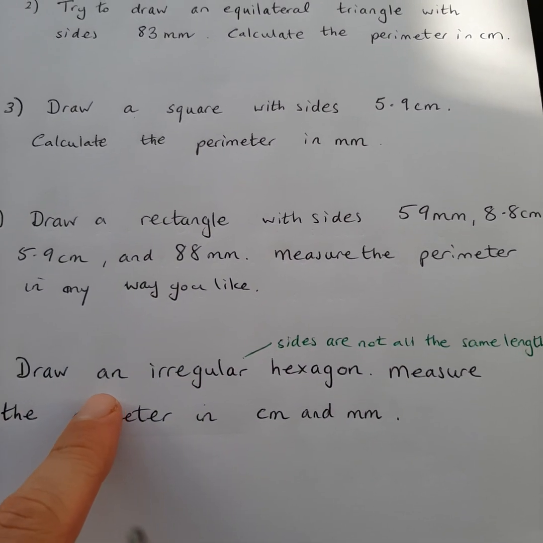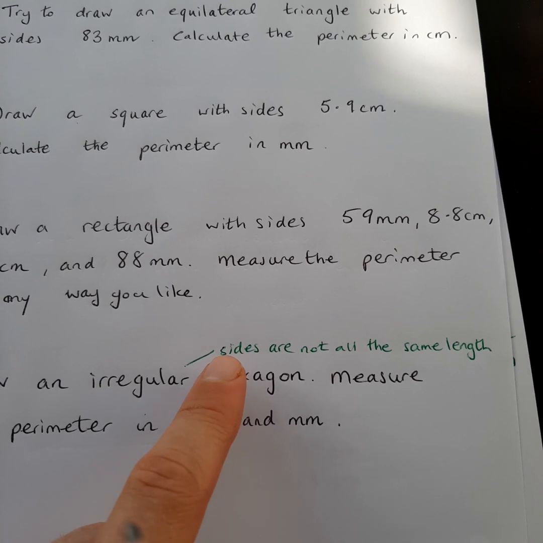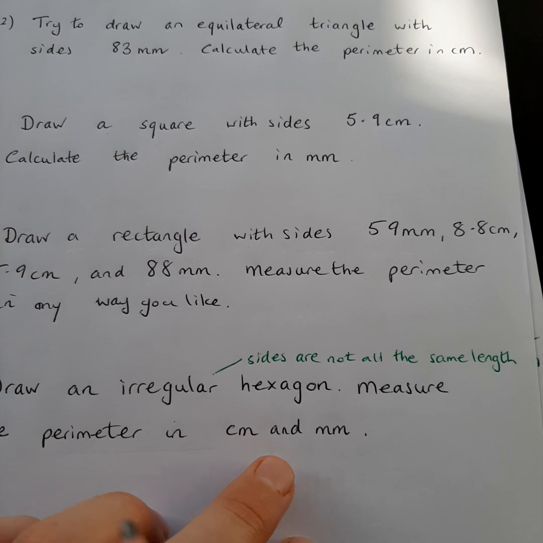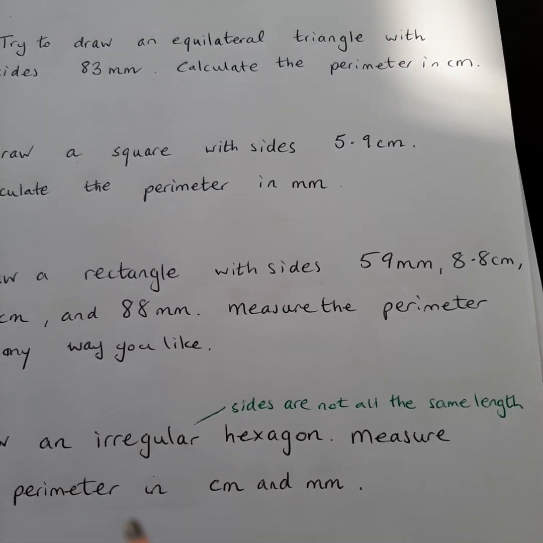And number 5 then is just draw any irregular hexagon you want. Irregular means the sides are not all the same length, and measure the perimeter in centimeters and meters. So for example, 15 centimeters, 2 millimeters.